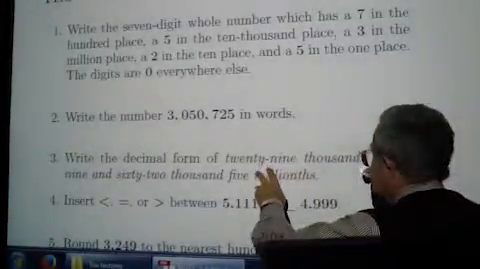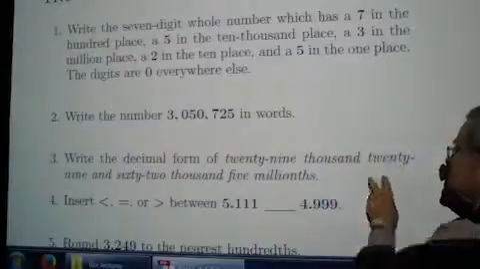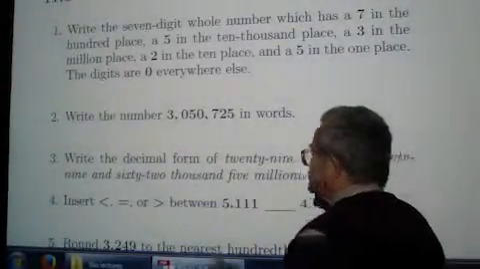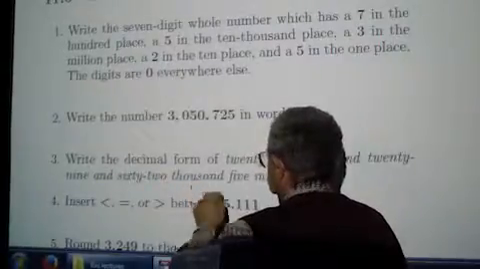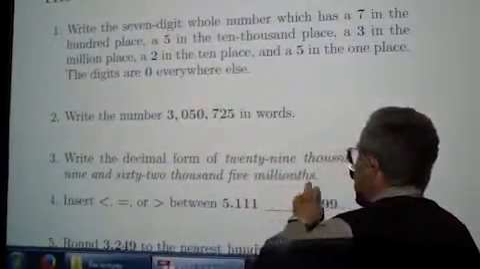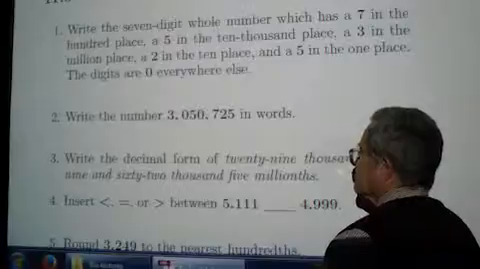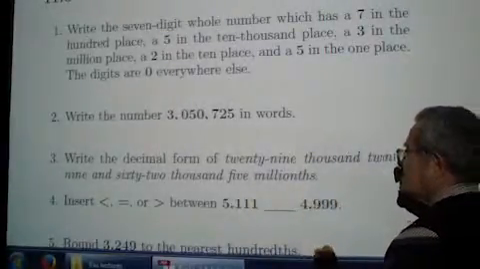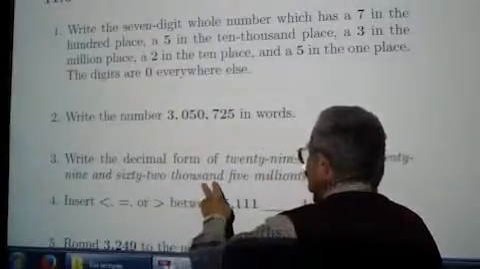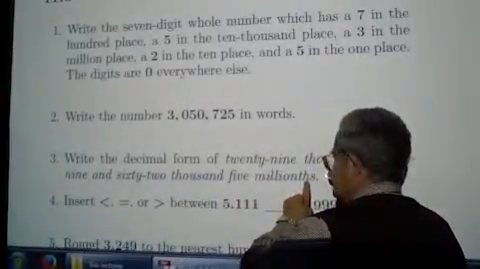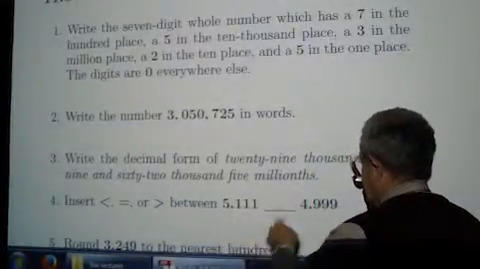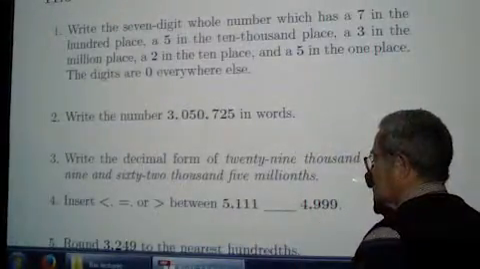29,029 and 62,005 millionths. So 29,029 and 62,005 millionths. Put the less than or greater than sign between 5.1 and 4.9.